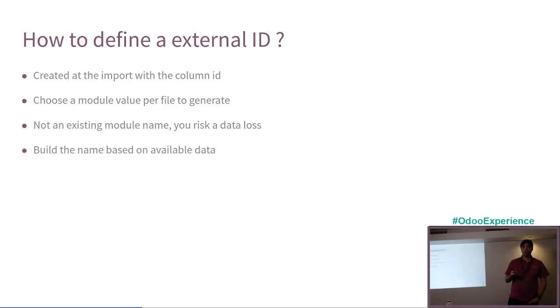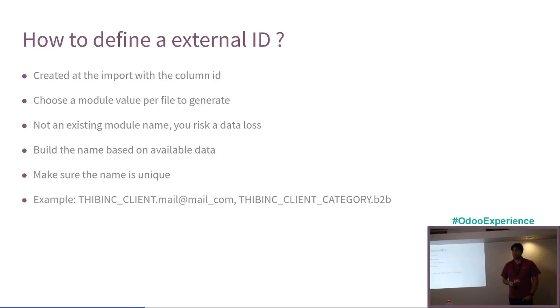Build a name based on the variable fields in your extraction, because you have to build those IDs based on the data available in your extract. Make sure they are unique. If they are not unique, what happens? Then you will update existing data. If you want to record, you will end up with only one if they are not unique.